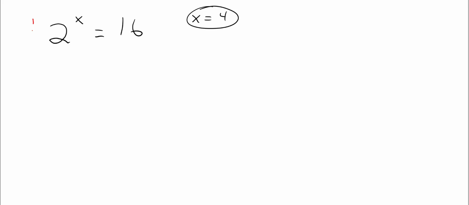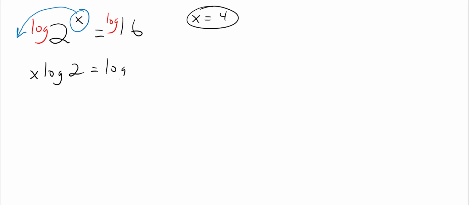So I'm going to take the log of both sides. Okay? And then this is super important. The most important part of this lesson is that this x right here, or I should say the exponent, then gets moved in front. You're allowed to do that. When you take the log of both sides, you're allowed to take the exponent and move it in front, and it just becomes multiplication. So it's x times the log of 2 equals the log of 16. So that exponent's already down now, which is awesome.